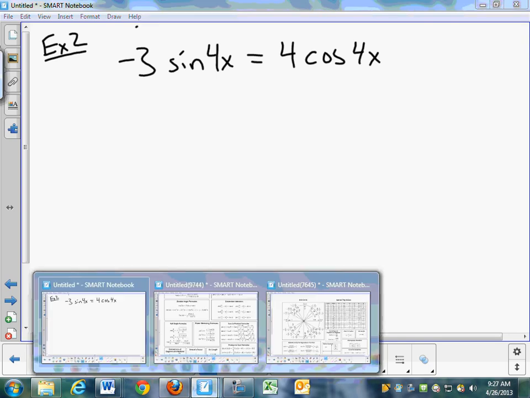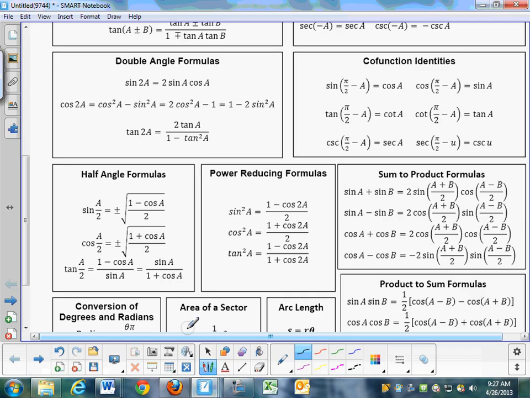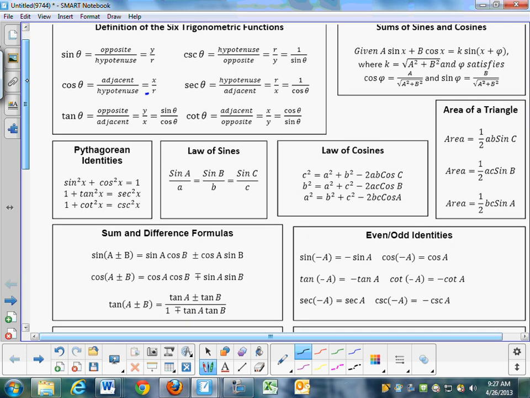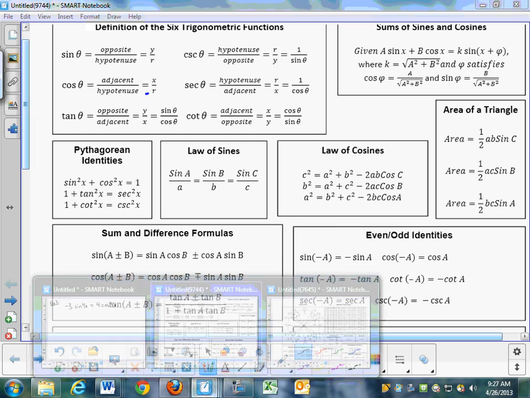Watch right here. Don't worry about the 4x. Are they both 4x? If they're both 4x, don't worry about it. They might as well both be x. It doesn't matter so long as the inside is the same. Focus on the outside. We have a sine and we have a cosine. And look at this right here. Most basic one that we've got. Tangent is equal to sine divided by cosine. Do you see it?